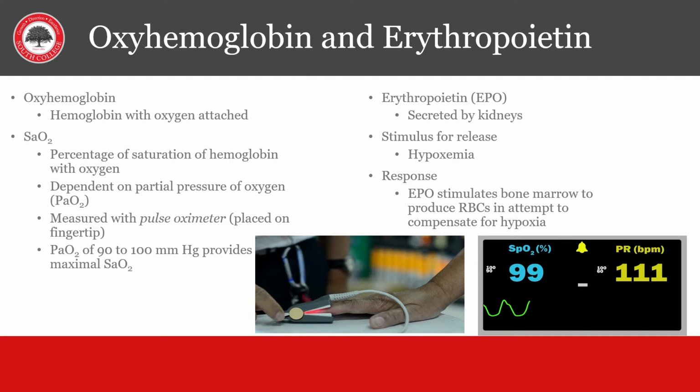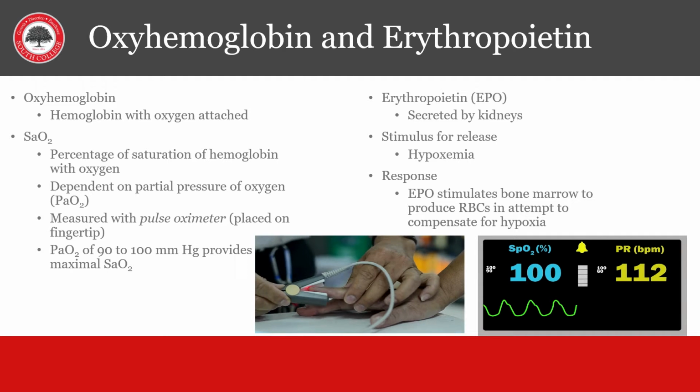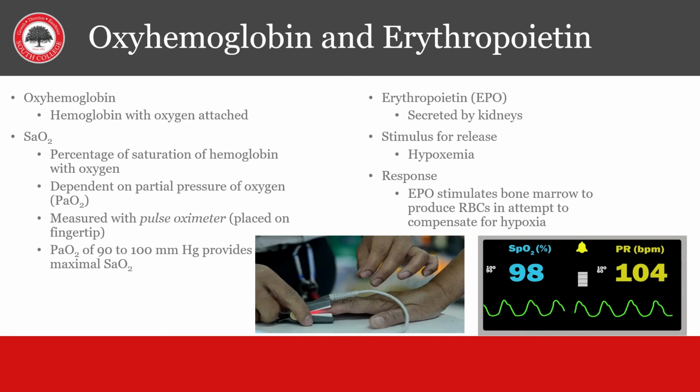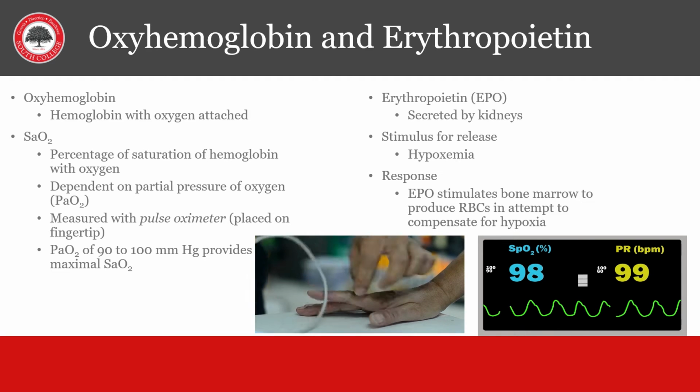Erythropoietin, or EPO, as we have discussed in prior lectures, is stimulated by hypoxia. It is made in the kidneys, and when it is released, it stimulates red blood cell production.